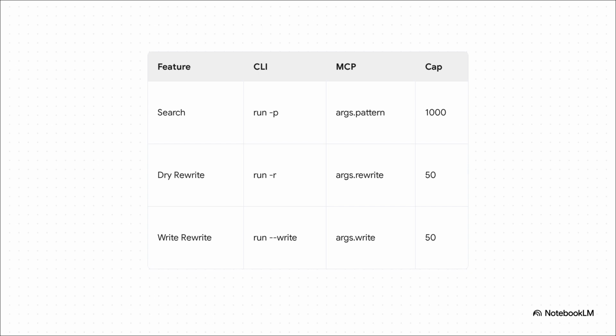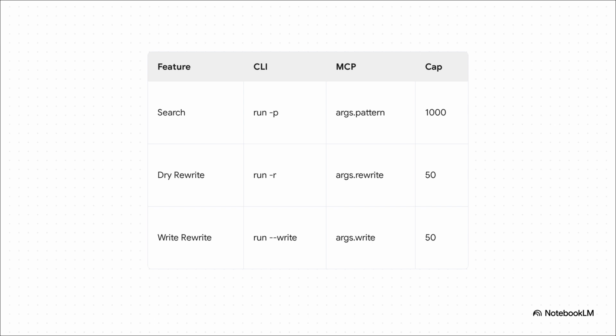Powered by ast-grep core, you can now perform complex pattern searches and rewrites across both the command line and directly through your AI agent via MCP. You can search for specific function patterns, run dry run diffs to see what a rewrite would actually look like, or just execute an in-place write. But the absolutely crucial point here is the safety caps.